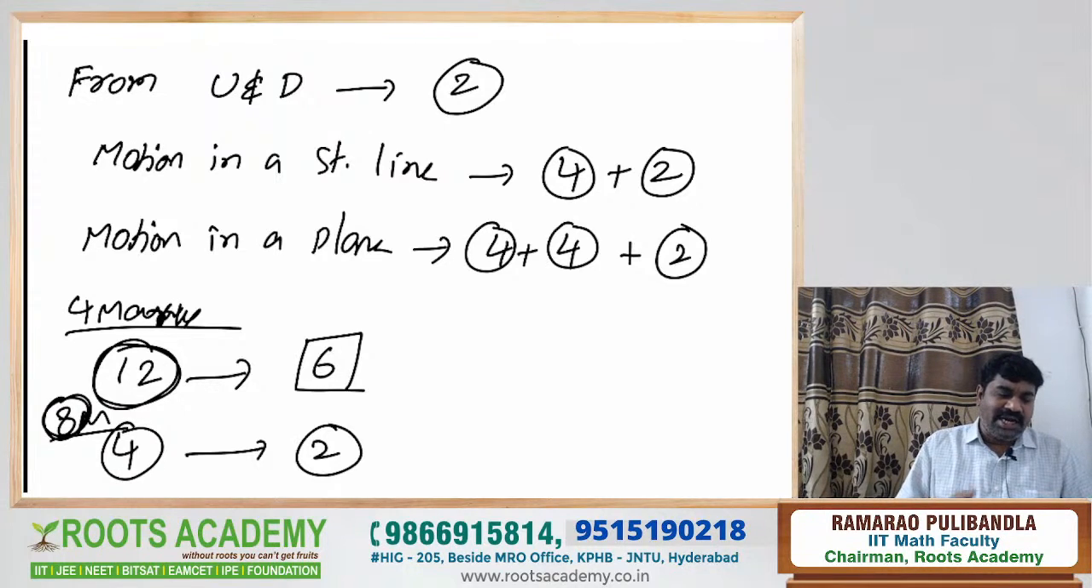Here, motion in a straight line and motion in a plane are completed. Three 4 marks questions and three 2 marks questions are already completed. So if you follow these 20 days, then you can easily get the minimum 50 to 60 marks.